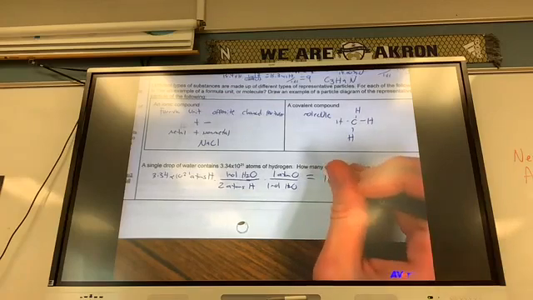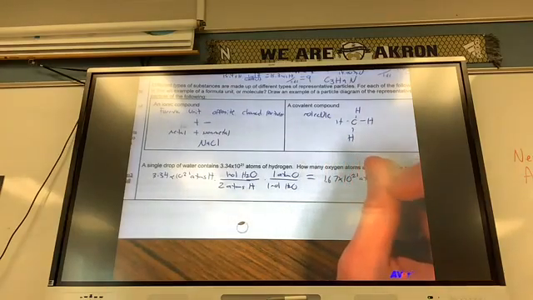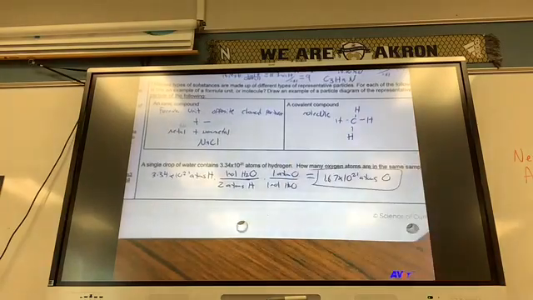Yep. 1.67 times 10 to the 21st atoms of oxygen. You also could have figured out that water and oxygen are just a 2-to-1 ratio, so you could have just divided that by 2. But I showed the stoich.